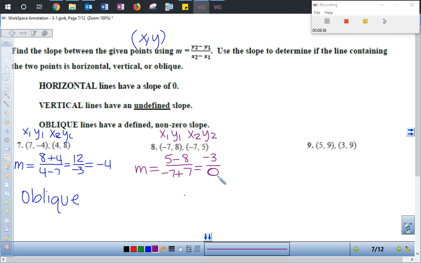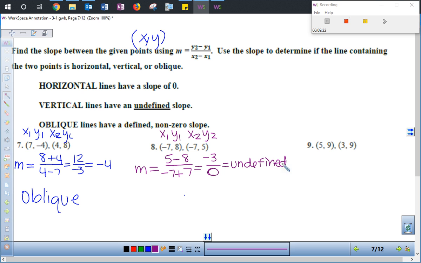If you were to put this into your calculator, it would tell you you have an error. Some calculators say syntax error, some say divide by 0 error. What's really important is that you see that here we have a 0 in the denominator, and that's not okay. When that happens, our slope is undefined, and you spell it out again: U-N-D-E-F-I-N-E-D, undefined.